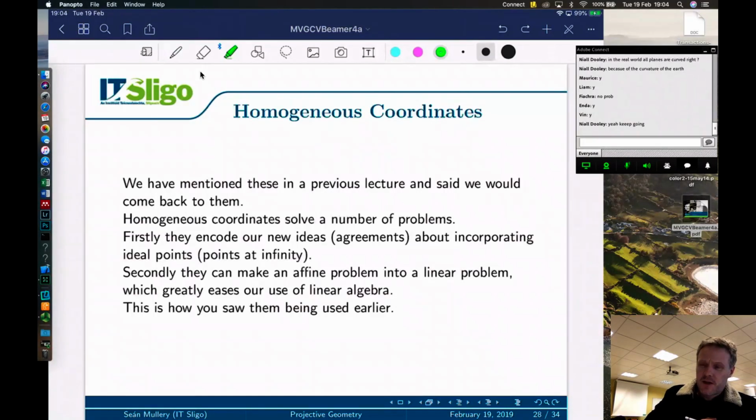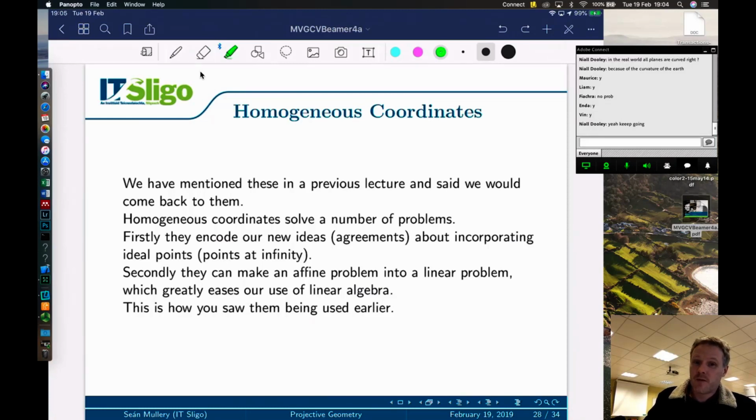So this brings us on to the final section of tonight's lecture, which is the homogeneous coordinates, which I've teased you with quite a bit. We've used them quite a bit, but I said I was going to come back to explain them. I'm going to do my best to explain them to you here in the next few slides. Homogeneous coordinates solve a number of problems, two principally. Firstly, they encode our new ideas, our agreements about incorporating ideal points or points at infinity. So the homogeneous coordinates encode that so that we can now treat everything the same. That's the reason that I left them to now to explain them.